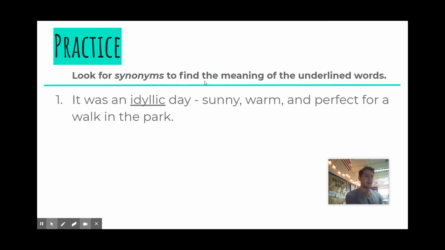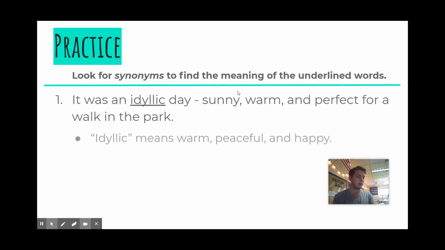So the word we're wondering about is idyllic, and we have sunny, warm, and perfect right near idyllic. Kind of describes what that idyllic day is. So using these synonyms for idyllic, we can determine that it means warm, peaceful, and happy.